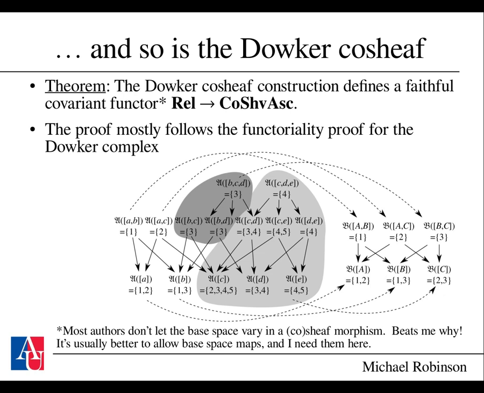Now, in order for this to work, you need to make sure that your category of co-sheafs is enriched to have enough morphisms. Without enough morphisms, this does not work. You need to be able to change the base space as well as the fibers. Most authors don't let you vary the base space in sheaf or co-sheaf morphisms. I say beats me why, but the truth of the matter is it's because most of the time people are studying sheaves or co-sheaves on a single space. Here you need to treat them on multiple spaces. Which multiple spaces? The Dowker complexes.